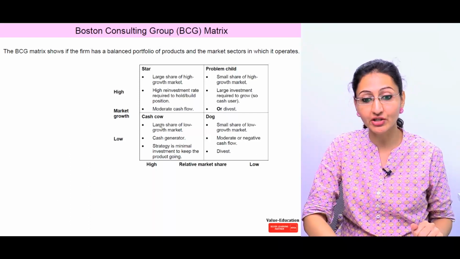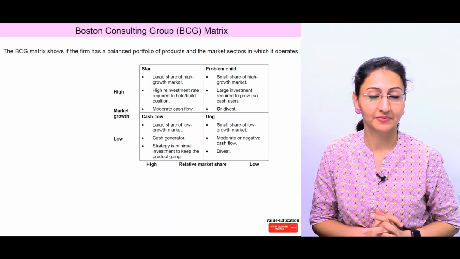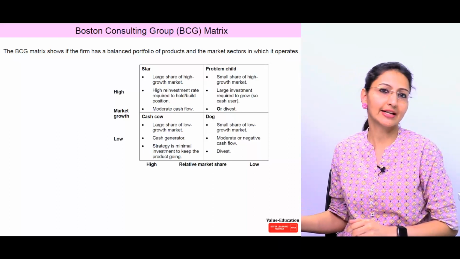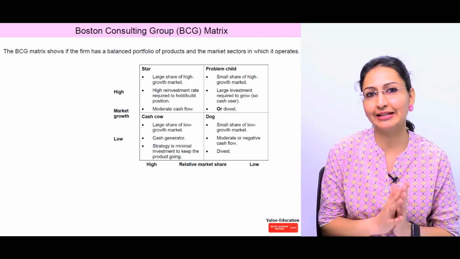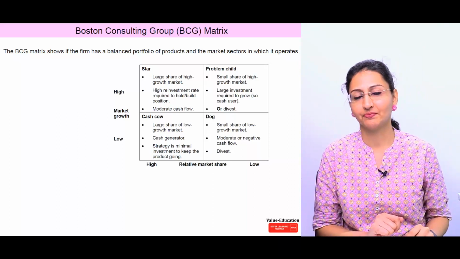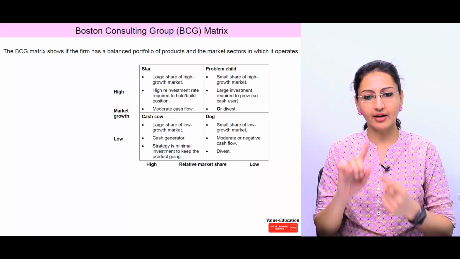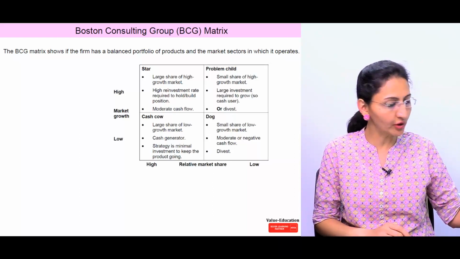Then comes cash cow. Currently, they have good, high market share, but when it comes to growth, they have already reached their saturation. So that is how market growth and relative market share are used to create this matrix. And there are 4 different boxes which are named star, problem child, dog, and cash cow. Now let's go into more details on this.